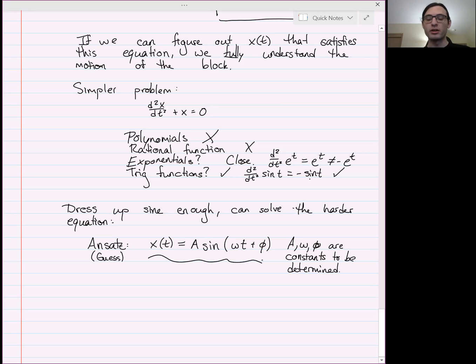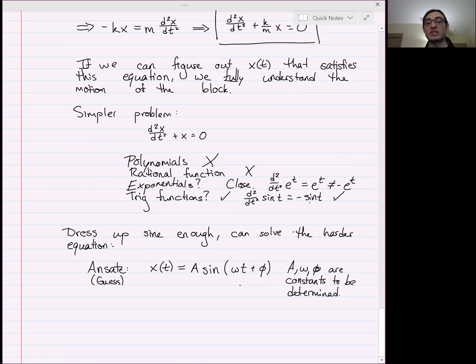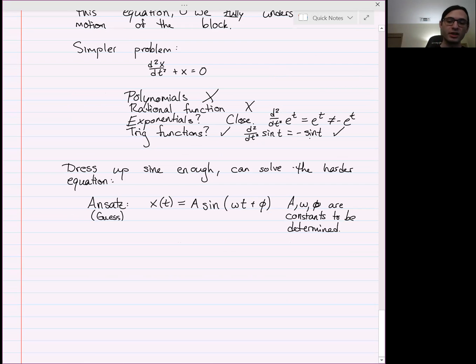We're going to plug this into our original equation and figure out what those constants need to be so that this solution, this guess, works for the equation that we're interested in. So let's check. dx/dt would be, well, you have to use the chain rule here. It's A omega cosine of omega t plus phi. And so the second time derivative is negative A omega squared sine of omega t plus phi.